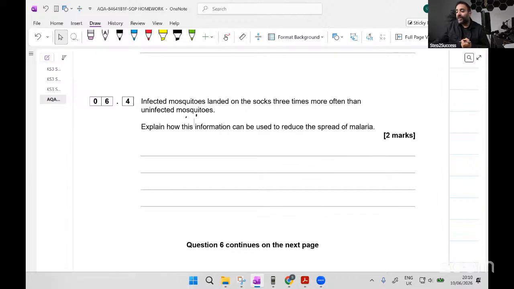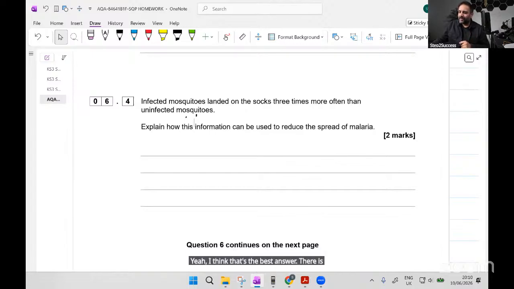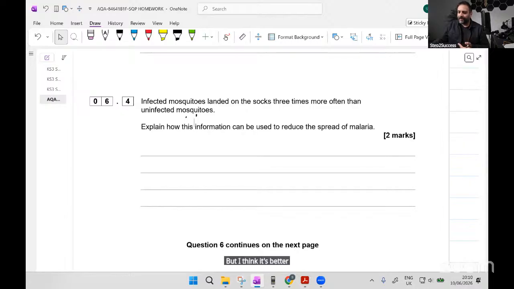Oh, yes. Wear clean socks, change socks regularly to reduce the chance of attracting mosquitoes is an answer. So change your socks regularly to reduce the chance of attracting mosquitoes is a sensible answer. I think that's the best answer. There is another answer, which is that we can use worn socks to attract the mosquitoes and then kill them. But I think it's better to say if you change your socks regularly, you've got less chance of attracting them.